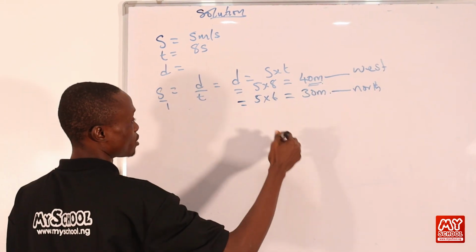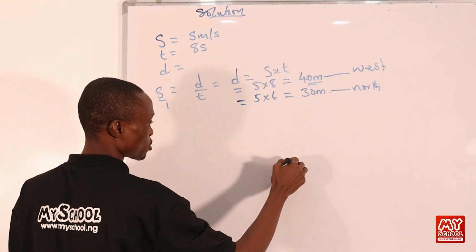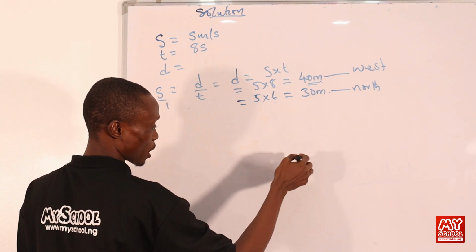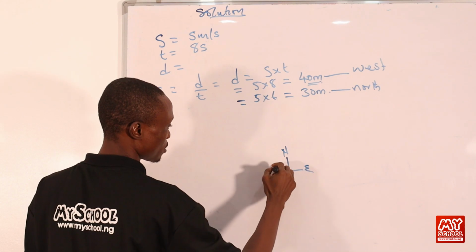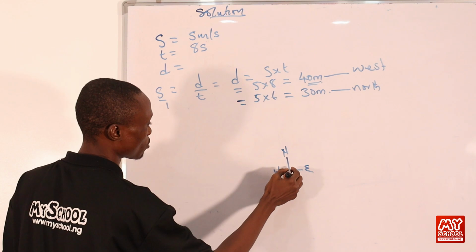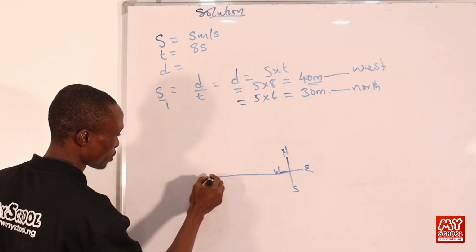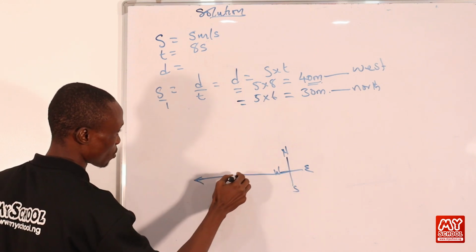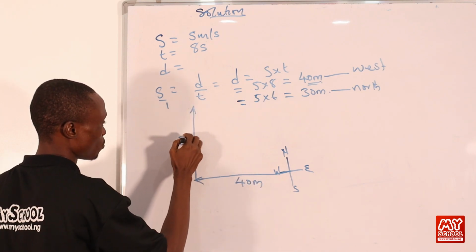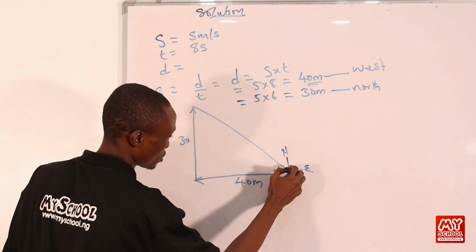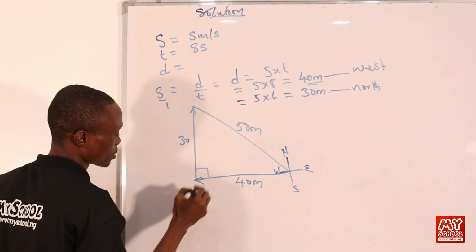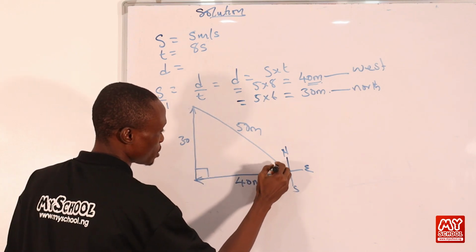To solve questions like this, you need to represent it with a diagram. So let's assume that this is the road junction. Using our 4 cardinal points, this is north, this is east, this is west, and this is south. So the first movement is 40 meters towards west, westward. Then from there, it moves north, 30 meters. So we join these two places, which gives us the displacement, and it's 50 meters. Okay, so this place is 90 degrees, and here will be theta.